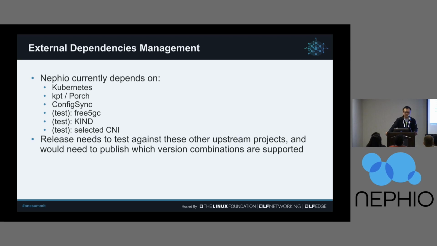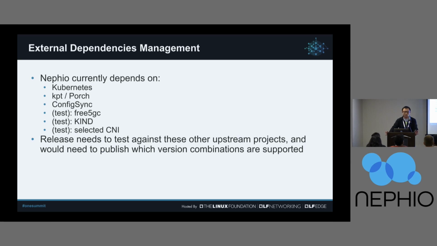External dependencies, actually quite a lot. Obviously, we depend on Kubernetes. We depend on CAPI and Porch. We depend on Config Sync. For our tests, we depend on free5GC, kind, and a bunch of selected CNIs. So for release, we need to test against those upstream projects and make sure that everything still works when we release it. So SIG3 has to have a system in place to make sure that we can cross-check all the different versions that we want to support.